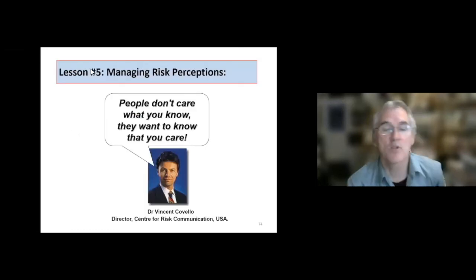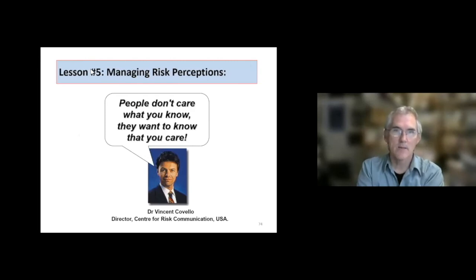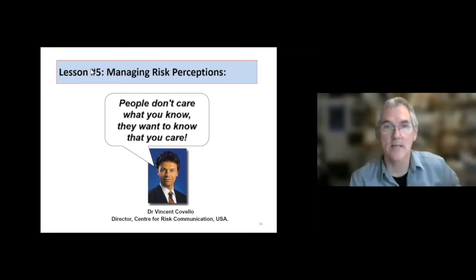And the big one, which I think summarized it mostly, from Dr. Vince Covello, he says, people don't care what you know, they want to know that you care. So whenever you're confronted with a risk situation, such as I'm trying to change your mind about your fear of snakes, spiders, flying, whatever, you don't care about the data I have on that. You want to know that I care about your feelings. So you've got to address people's feelings and legitimize those before you even have a hope of communicating data.